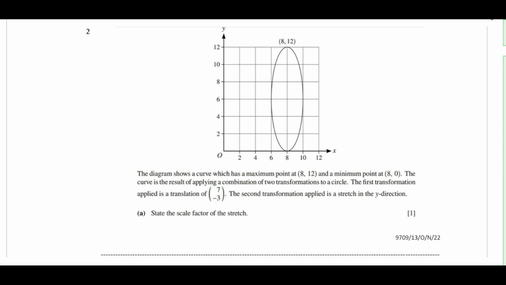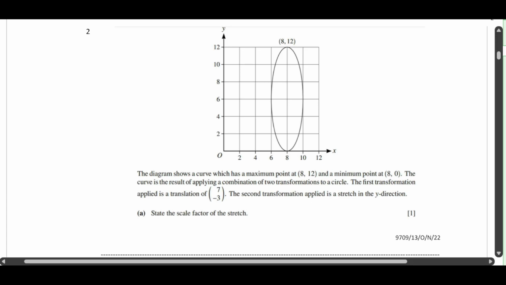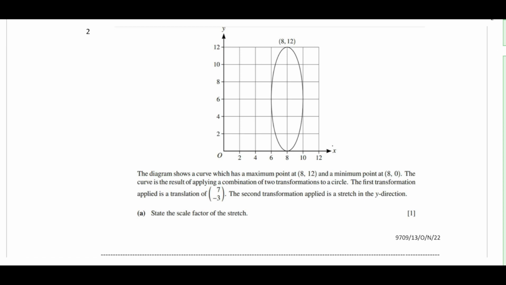Yes, any clue? What will be the scale factor? Let us discuss. Here, as you can see, now it is not a perfect circle, right? Its horizontal width is 2 units. Its vertical stretch should be 2 units only when it is a circle.